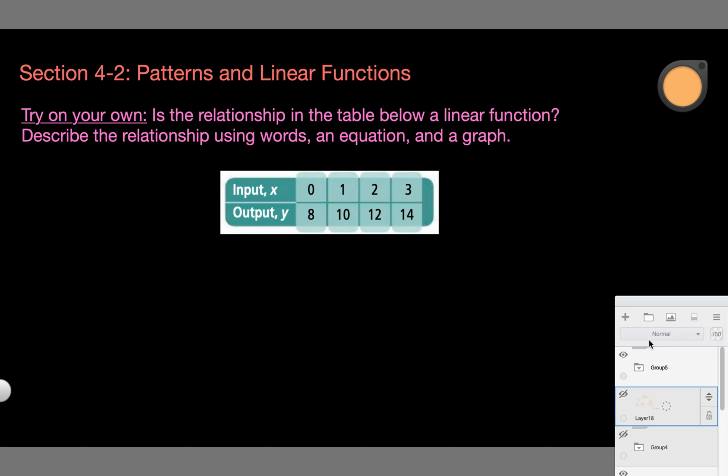So this is going to be one to do on your own. It wants to know what's the relationship. Is it a linear function? Describe the relationship using words, an equation, and a graph. So I'll quickly start you guys off. What you want to do is look at the outputs. This is changing by a positive 2. This is changing by a positive 2. And this is changing by a positive 2. So yes, it is a linear function. Now I want you to write the equation, describe what's happening in words, and then sketch a graph. Great job, guys.